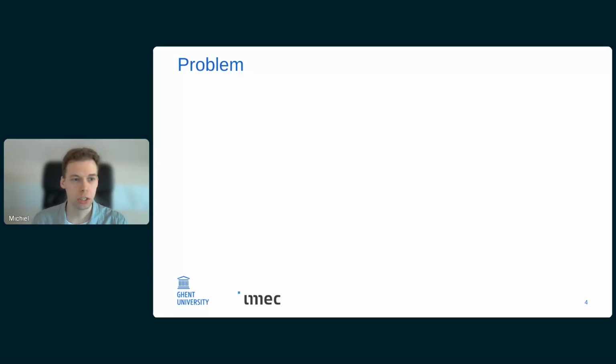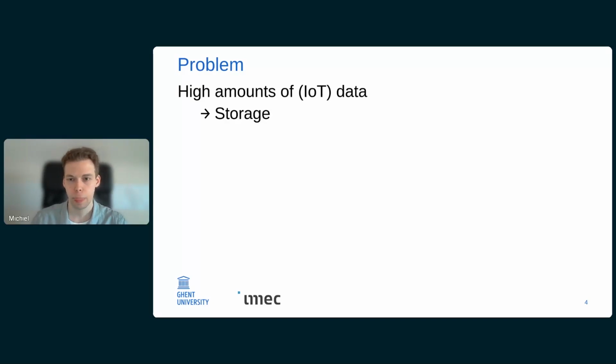So more generalized, the problem is that we have high amounts of data, and in this case, we call it IoT data, but this can also be generalized to all kinds of environments in healthcare, smart cities and homes, but also industrial IoT systems, cameras in cities, all types of data. And if we want to do something useful with that data, we need to store that data at least temporarily for some time. So we need a lot of storage.